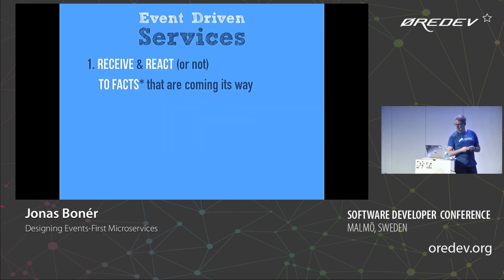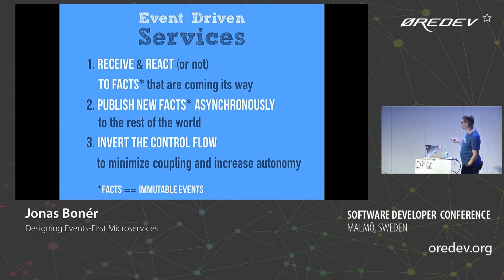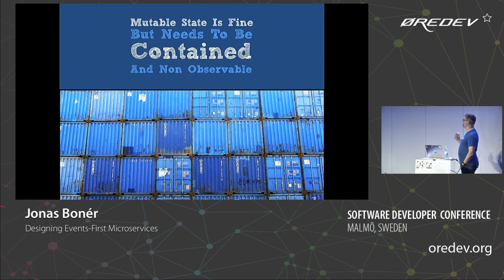So what are the characteristics of an event-driven service? They receive and react to facts that come their way, and as I said before, when I talk about facts, I really talk about these immutable events. Then they are the same thing. I publish new facts to the world asynchronously whenever I find something worth for others to potentially react to. As I said before, this inverts the control flow, right? So one key aspect here, and one question that I always get: you talk a lot about immutable events, then what about mutable state?